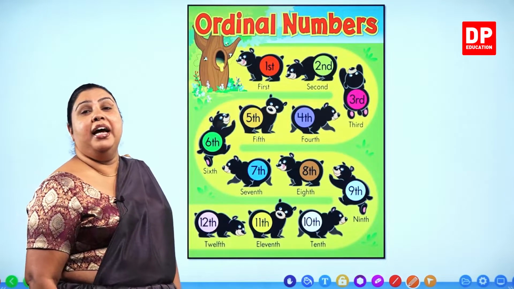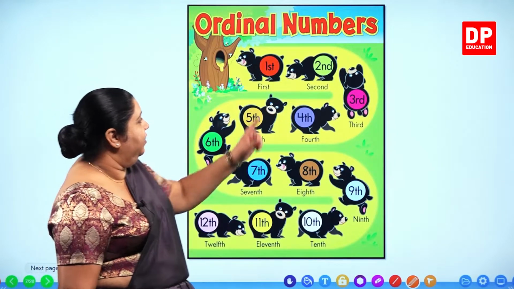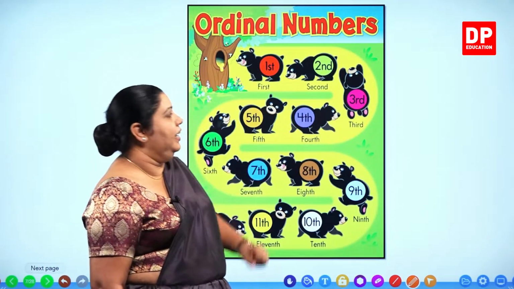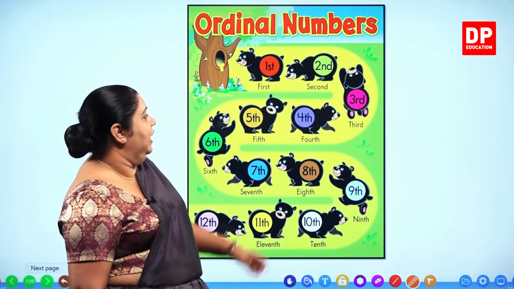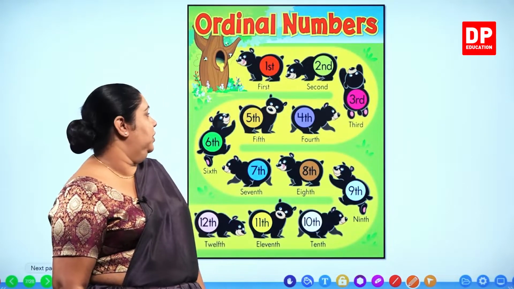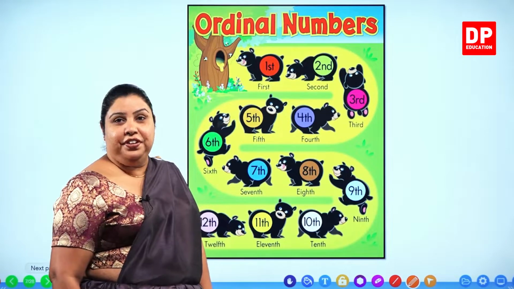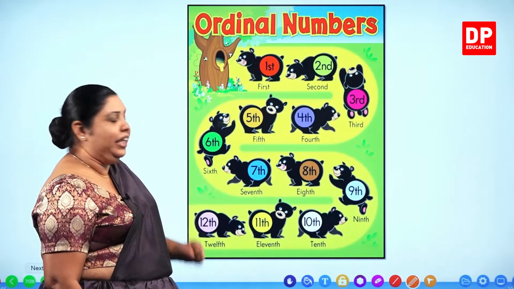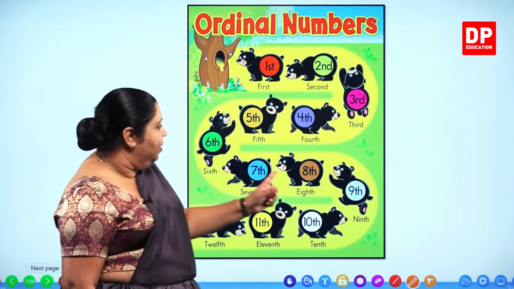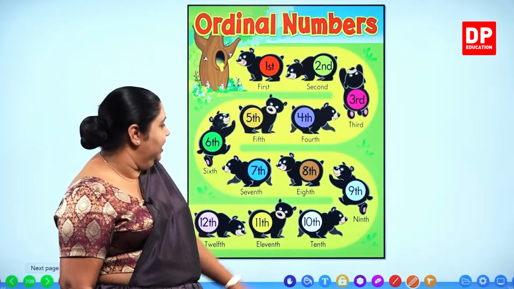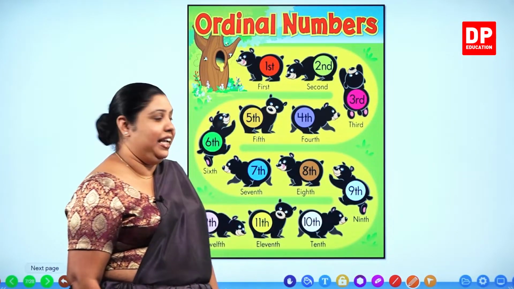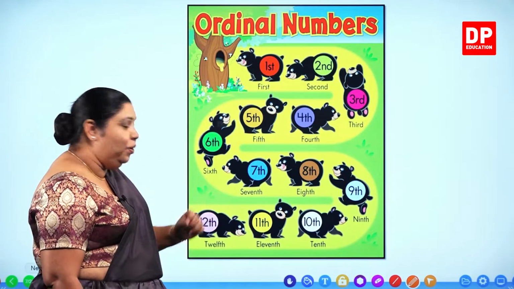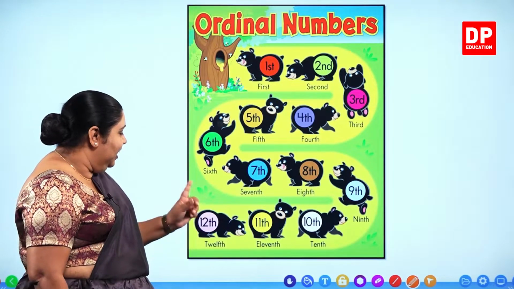The red bear is the first bear. The green bear is the second. The purple bear is the third. Then the blue bear is the fourth. The yellow is the fifth. Green is the sixth. Blue is the seventh. Brown is the 8th. Blue is the 9th. White is the 10th. Yellow is the 11th.